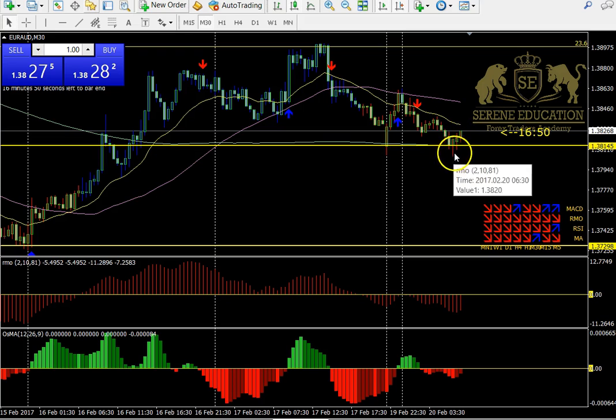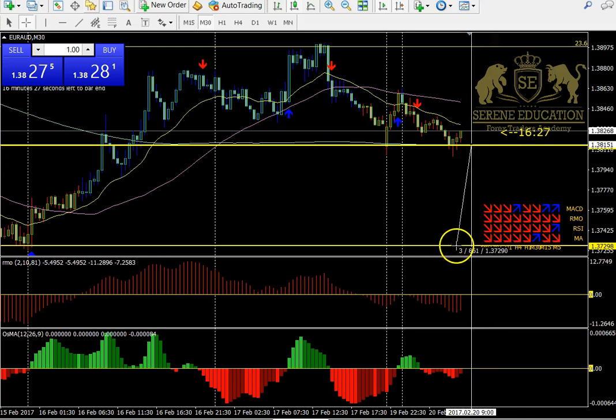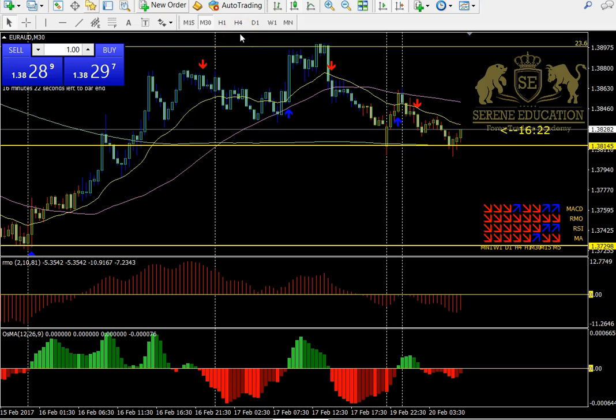So for intraday traders, an entry would be a break and close below that 200-day moving average on the 30 minutes to then target those daily lows. Looking at that, the distance between these two levels is around about 85 pips. So definitely one for your watch list, but we want to be trading with that momentum. So ensure we've got a breakout with momentum, and then let's look for these opportunities today.